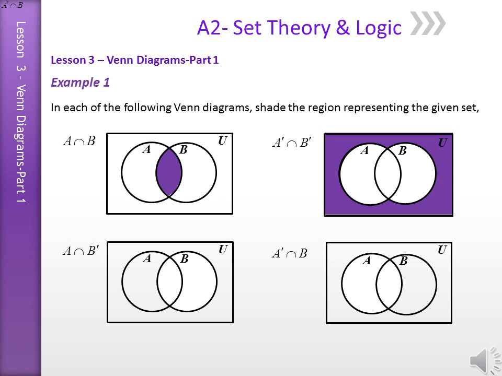A intersect B prime. This would be the elements that are in set A but not in set B. A prime intersect B would be those elements in B but not in A.